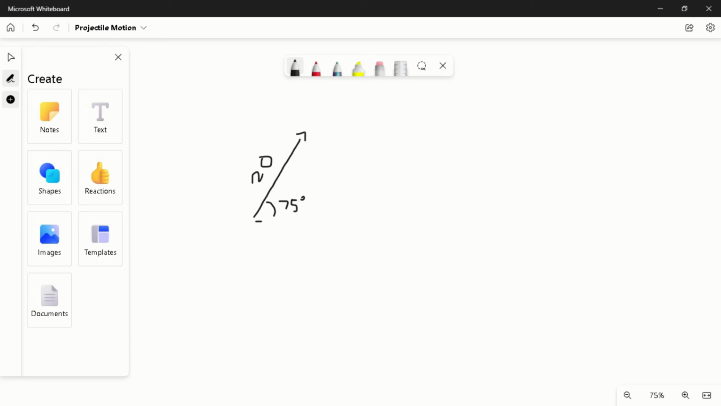And so when we complete this right triangle, we get these two sides. And imagine this extends all the way. This horizontal side will be representative of our horizontal velocity, and this vertical side will be representative of our vertical velocity. And the two combined make our actual velocity.